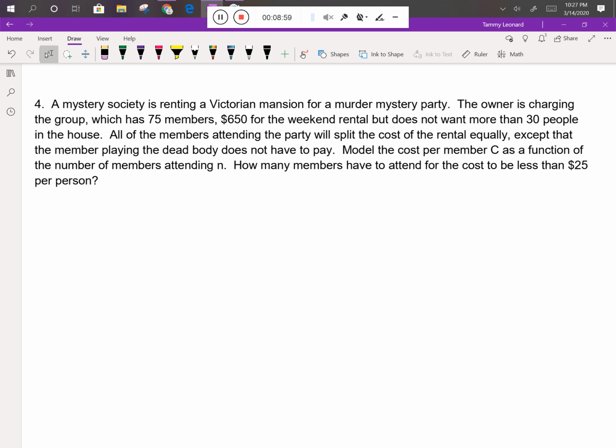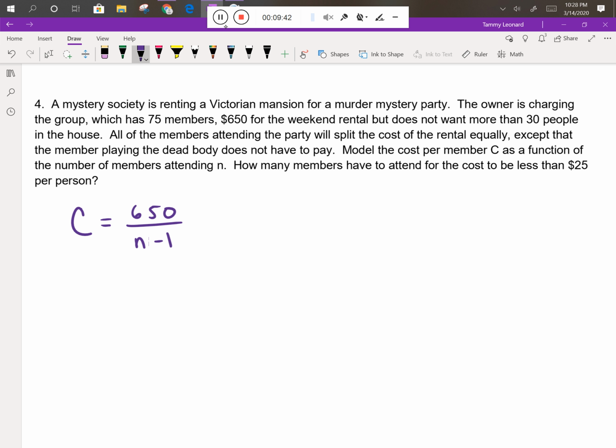All right, so this is going to be an inverse variation kind of situation, right? I would normally just be taking the total cost of $650 and I would divide it by the number of people going, except one person doesn't have to pay. So I'm dividing by 1 less than the total number of people going. Oh, cost per member C as a function of the number of members attending N. Sorry about that. I didn't read through to the end to see that they gave me specific variables that I should be using. All right, so the group has 75 members.